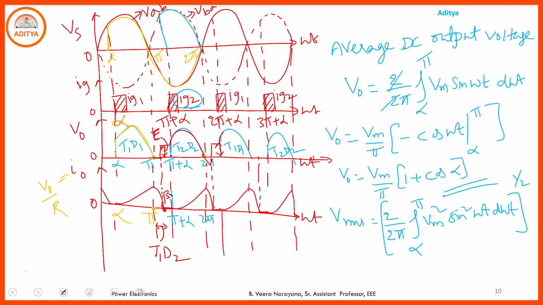So here this is the magnitude of back EMF. Where all the devices are in the off state and the output current is 0, in that portion the back EMF comes into the picture. That is a simple representation of RLE load under a discontinuous conduction mode. If you go through the continuous conduction mode, then there is no effect of the back EMF.